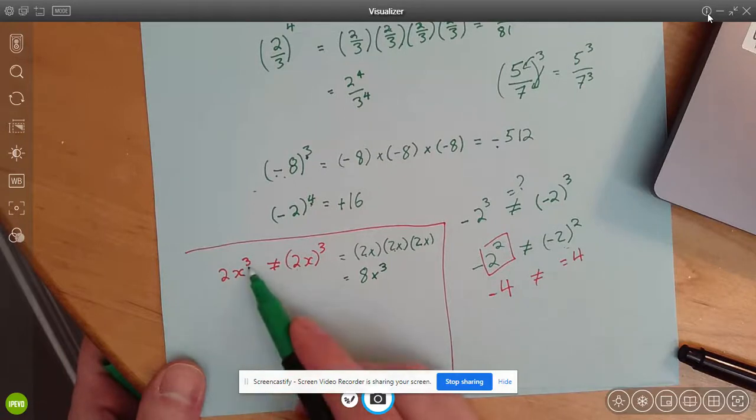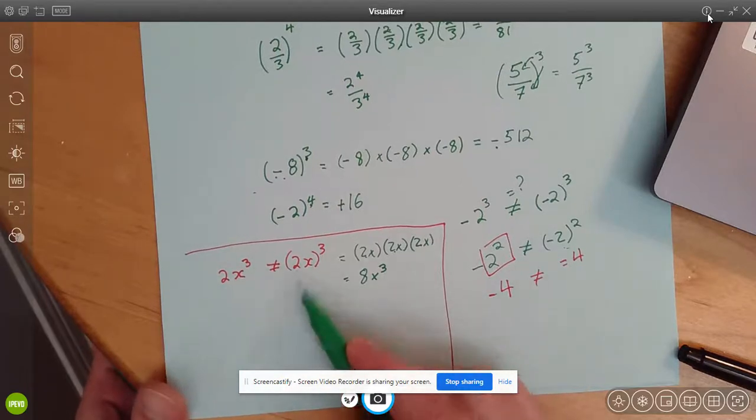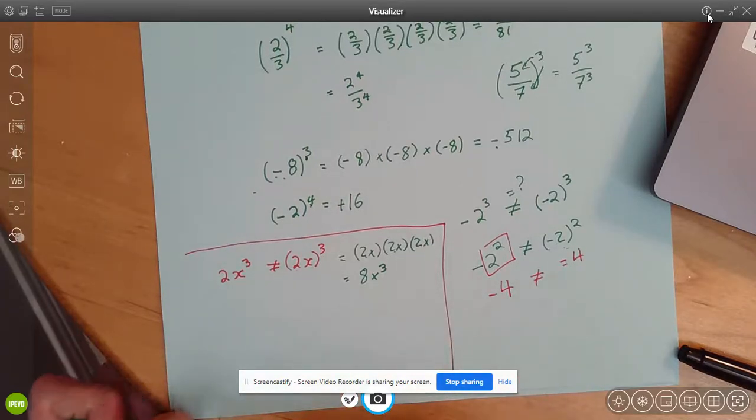The exponent is only attached to the number or the variable directly next to it, unless everything in the base is part of brackets. So that's something to be on the lookout for as you do our problems.